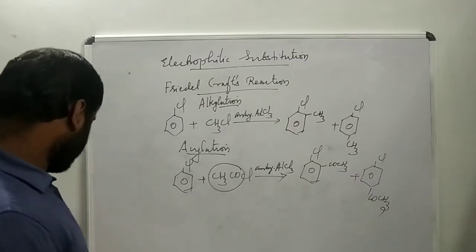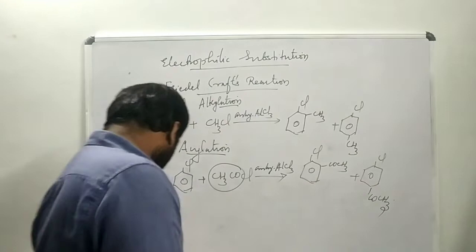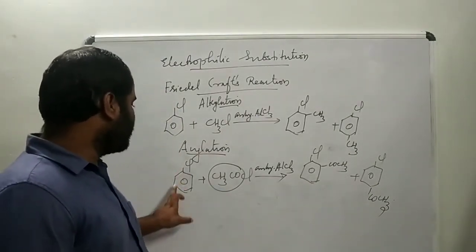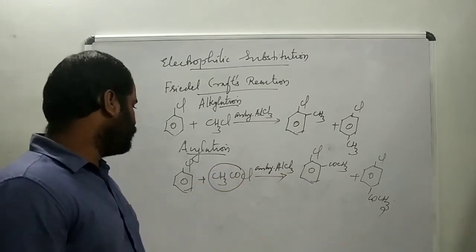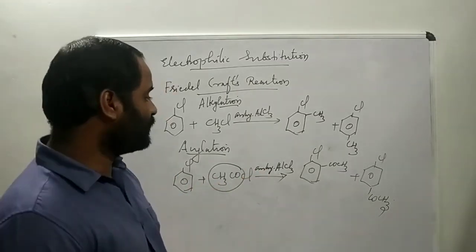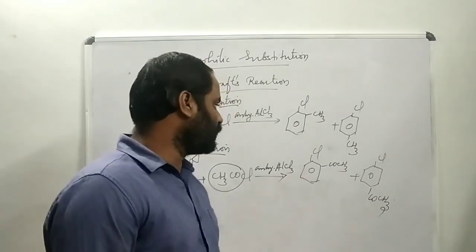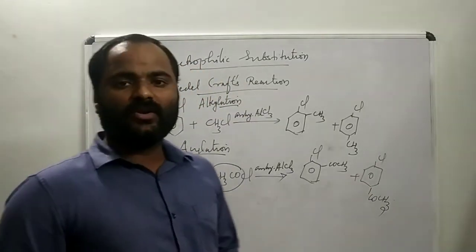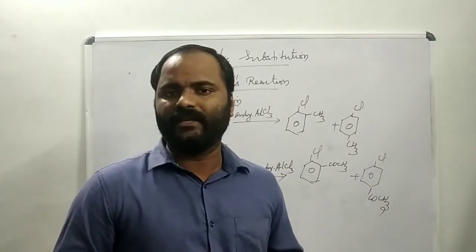The names of the products are ortho-chloroacetophenone and para-chloroacetophenone. So in acylation, chlorobenzene reacts with acyl chloride in presence of anhydrous AlCl3, with substitution of the acyl group. You are getting ortho-chloroacetophenone and para-chloroacetophenone. Okay, that is all about the nucleophilic and electrophilic substitution reactions of haloarenes.